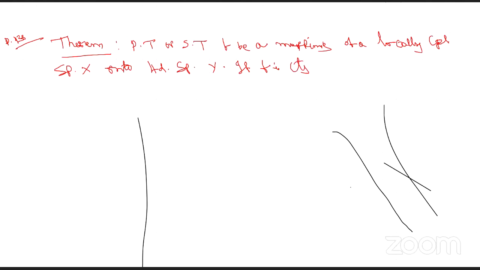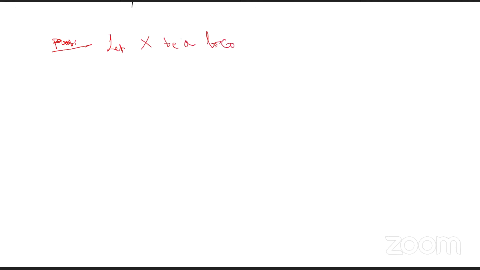That is, if X is locally compact, then Y is locally compact. So let X be a locally compact space and Y be a topological space.